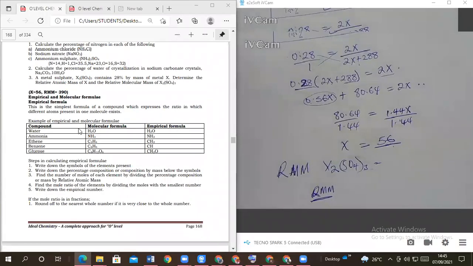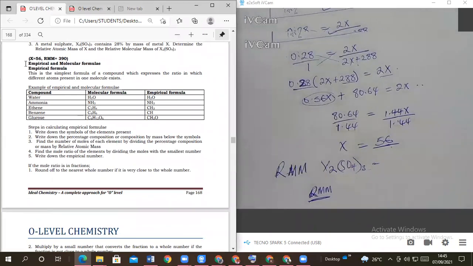Let's now go straight to this work here. The empirical formula and molecular formula.